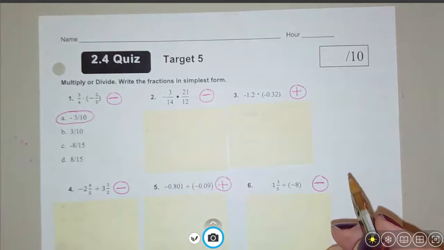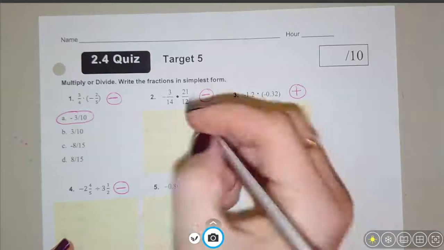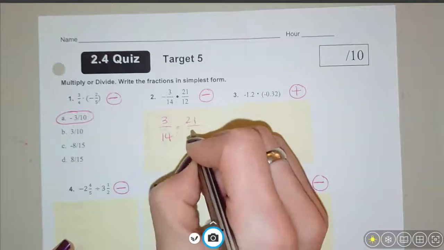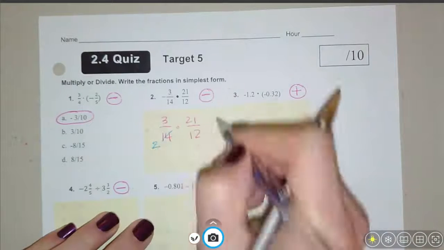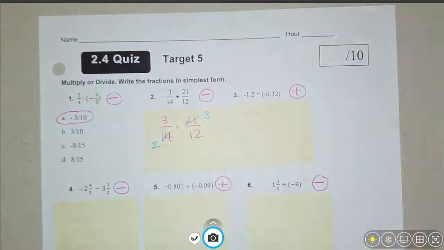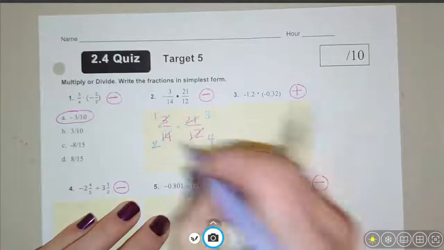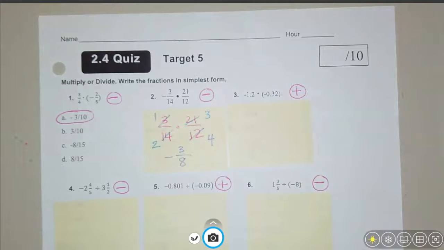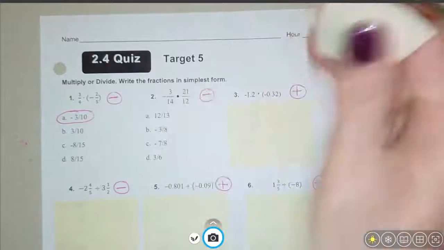Okay, number 2. Again, I'm going to ignore the negative for now. I know my final answer is going to be negative, but I'm just going to look for things that cross cancel. So I notice that 7 can go into 21 and 14. So if I cross cancel those, 7 goes into 14 twice, 7 goes into 21 3 times, and I can also cross cancel the 3 and the 12. 3 goes into 3 once, 3 goes into 12 4 times, and now if I multiply across the top, multiply across the bottom, and we said our answer should be negative. So that would be B.